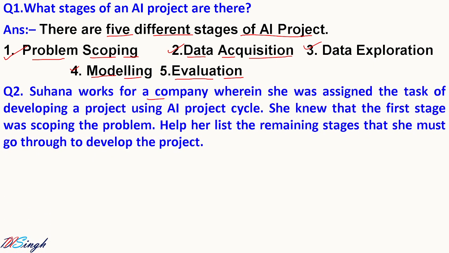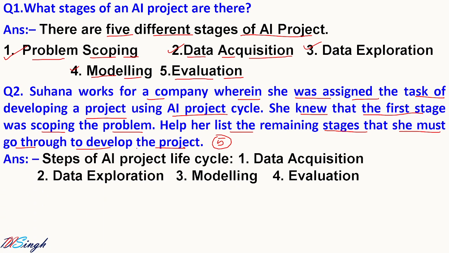Suhana works for a company wherein she was assigned the task of developing a project using the AI project cycle. She knows that the first stage was scoping the problem or understanding the problem, what is the problem. Help her to list the remaining stages that she must go through to develop a project. As we know, there are 5 stages in AI project cycle. So one first stage, Suhana already knows, that is problem scoping. So you need to write only 4. In this question, we will give only 4 in the answer.